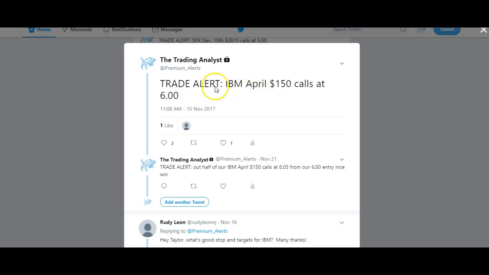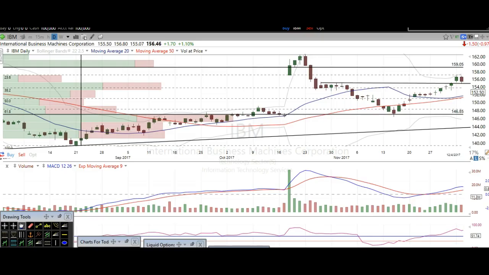Okay, so we've got this alert here, 150 calls at $6. We entered in. I'll show you the chart again right here on that reversal. We paid $6 for those options. All right, the trade is progressing. We're going higher. Once you have your entry set, the trade pretty much takes care of itself. So we entered there, and it's heading higher.